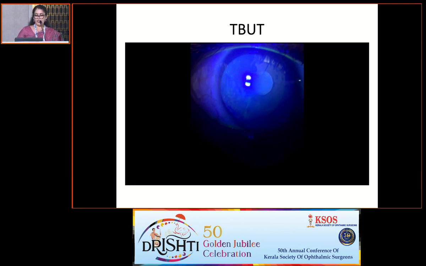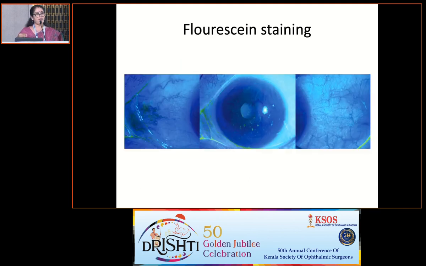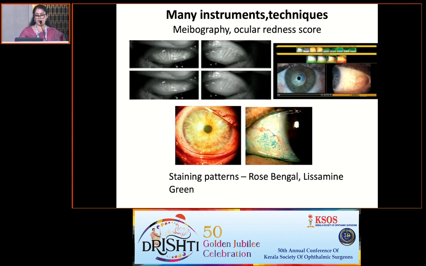So it is actually quite easy to do, and the pattern of the breakup also gives an idea of what sort of dry eye it is. Similarly, we have already put fluorescein, so after 1 to 2 minutes, just take some time to note the fluorescein staining pattern, which could also give you an idea of what type it is, evaporative or aqueous deficient.